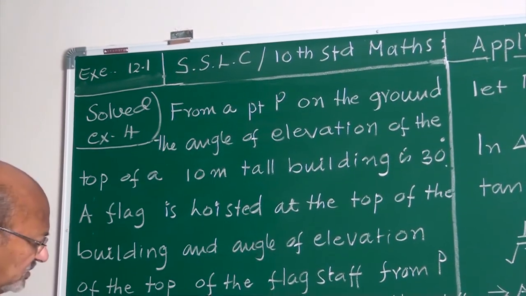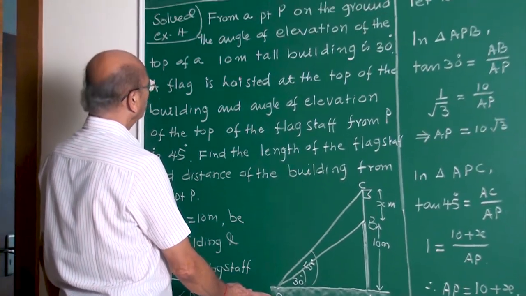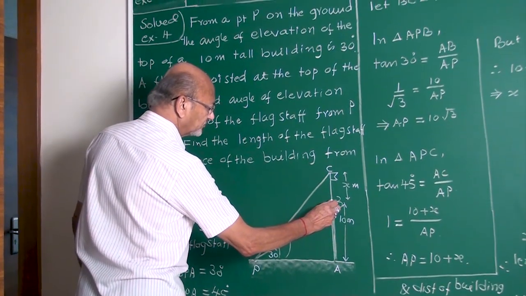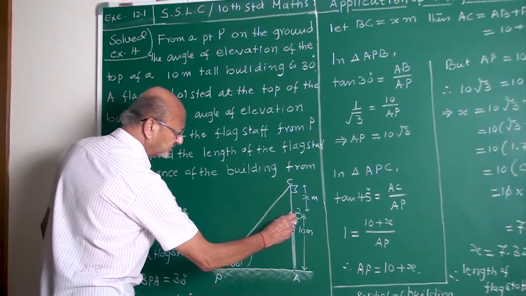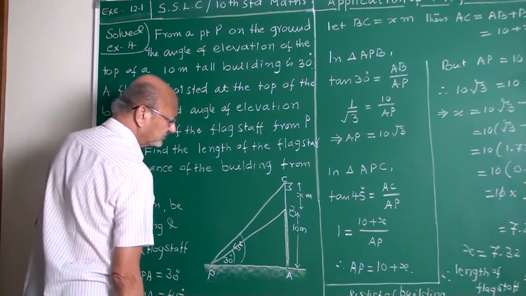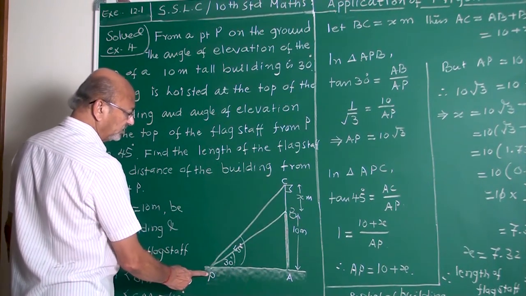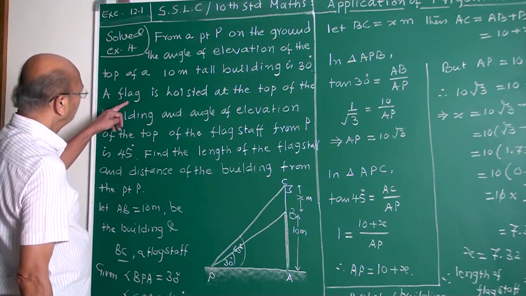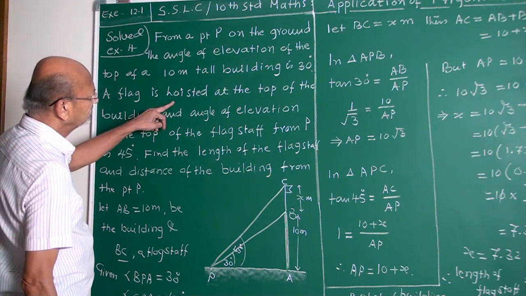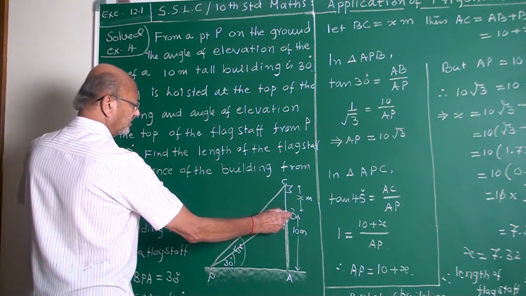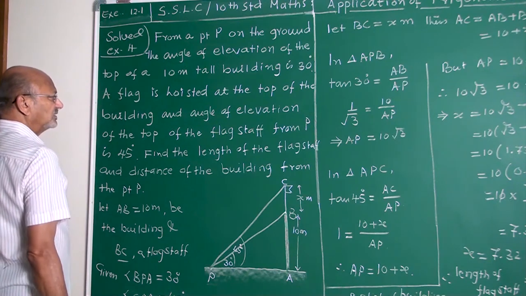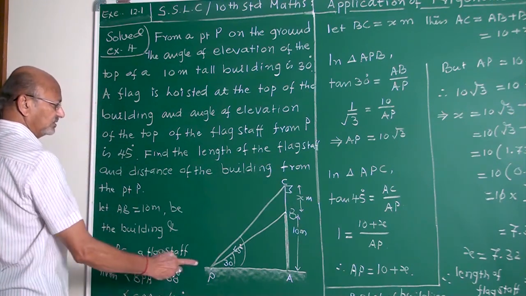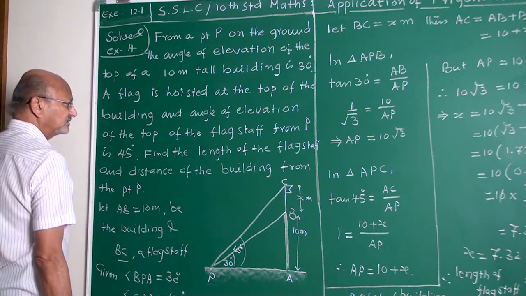From a point P, this is the point P, my friends, on the ground, the angle of elevation of the top of a 10 meter tall building is 30 degrees. This is the building, and this is the flagstaff. Then a flag is posted at the top of the building, and the angle of elevation of the top of the flagstaff from P is observed to be 45 degrees. Find the length of the flagstaff.